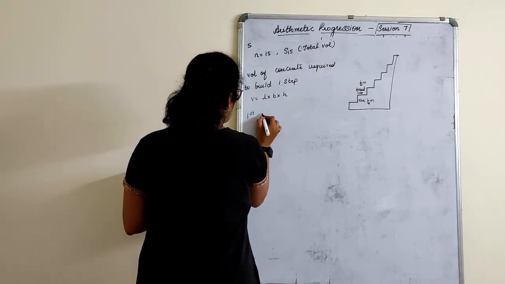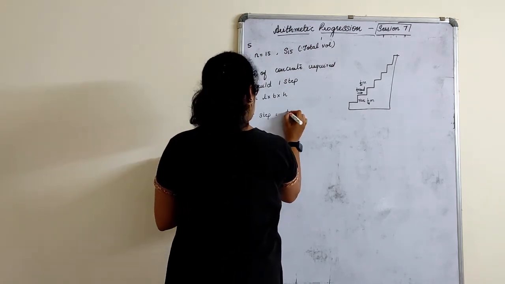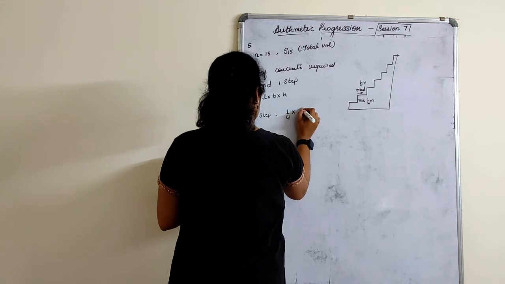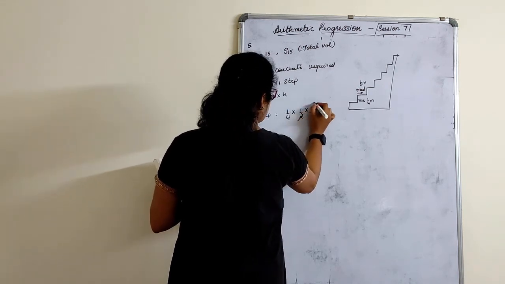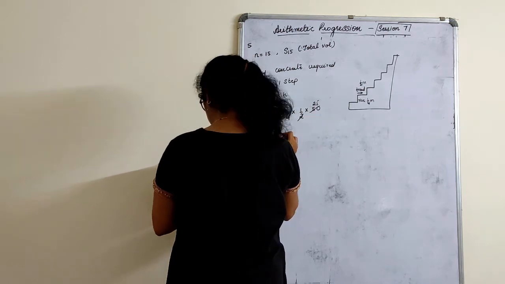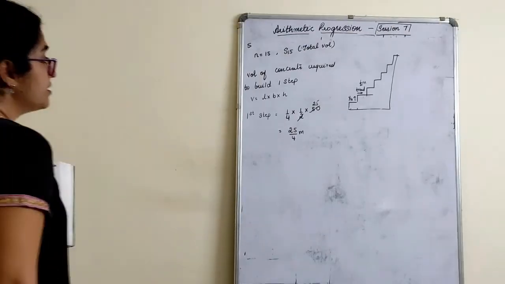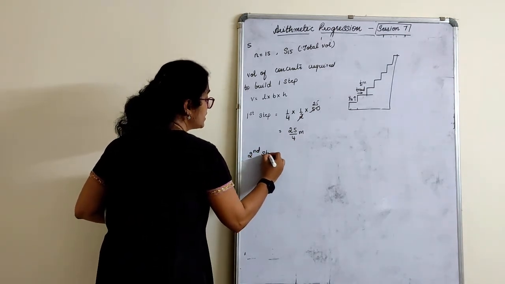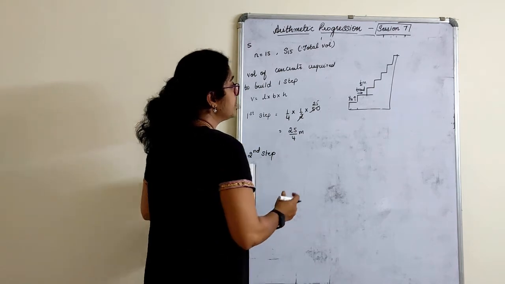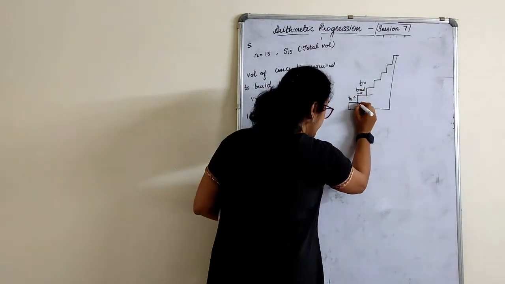So for the first step, the length is how much? 1 by 4 into 1 by 2 into 50. So I can say this is 25 by 4. Now for the second step, children, see here, the total volume of the first part means here to build this part we calculated.